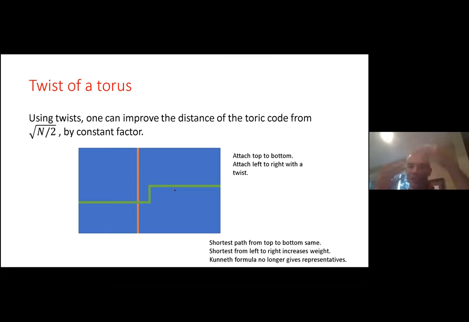The idea is, take a square, attach the top to the bottom, and attach the left to the right with a little twist in there. It's still a torus, but the geometry is changed.